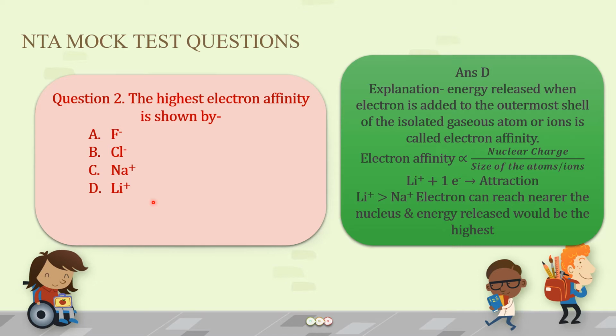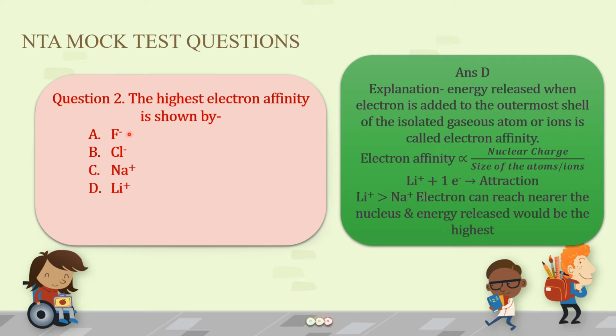I hope you all remember the electron affinity trend as we move down in a group. Electron affinity generally is going to decrease as we move down the group, because the size of the atom increases, and as the size of the atom increases, the pull of the nucleus for the incoming electron decreases, and therefore the electron affinity decreases.